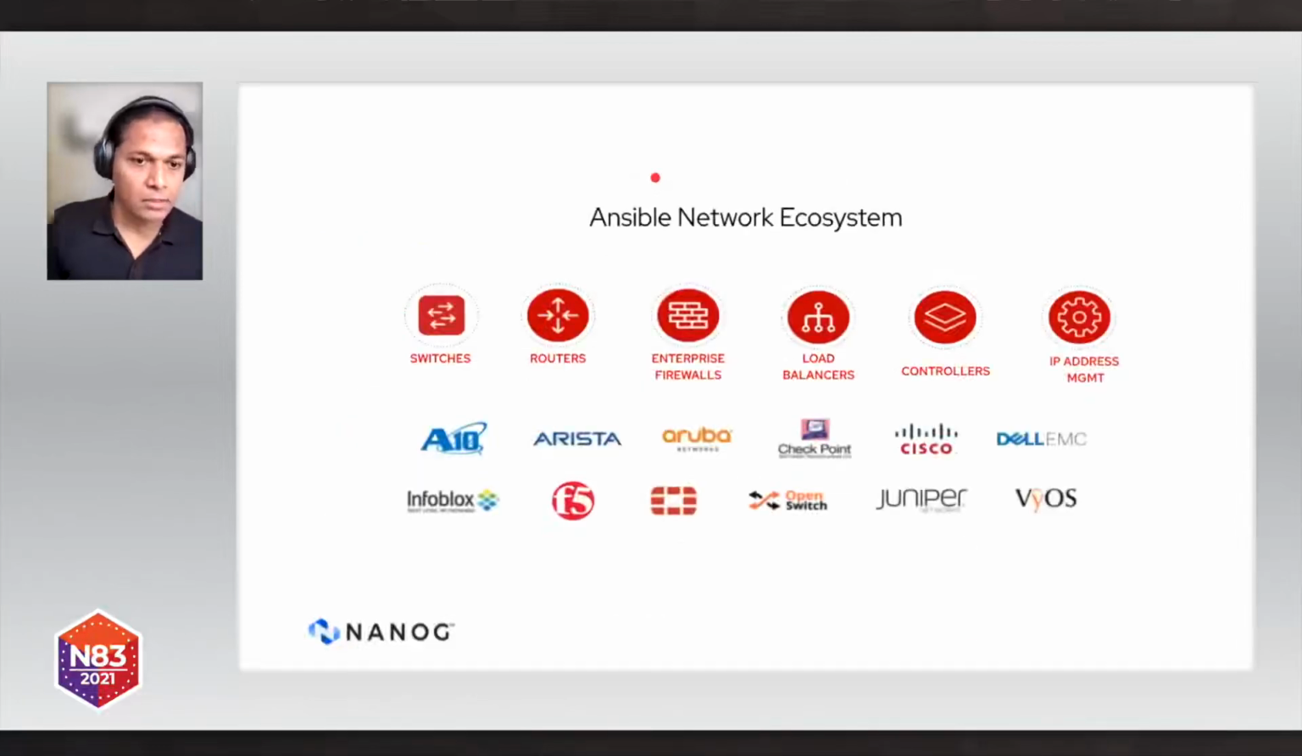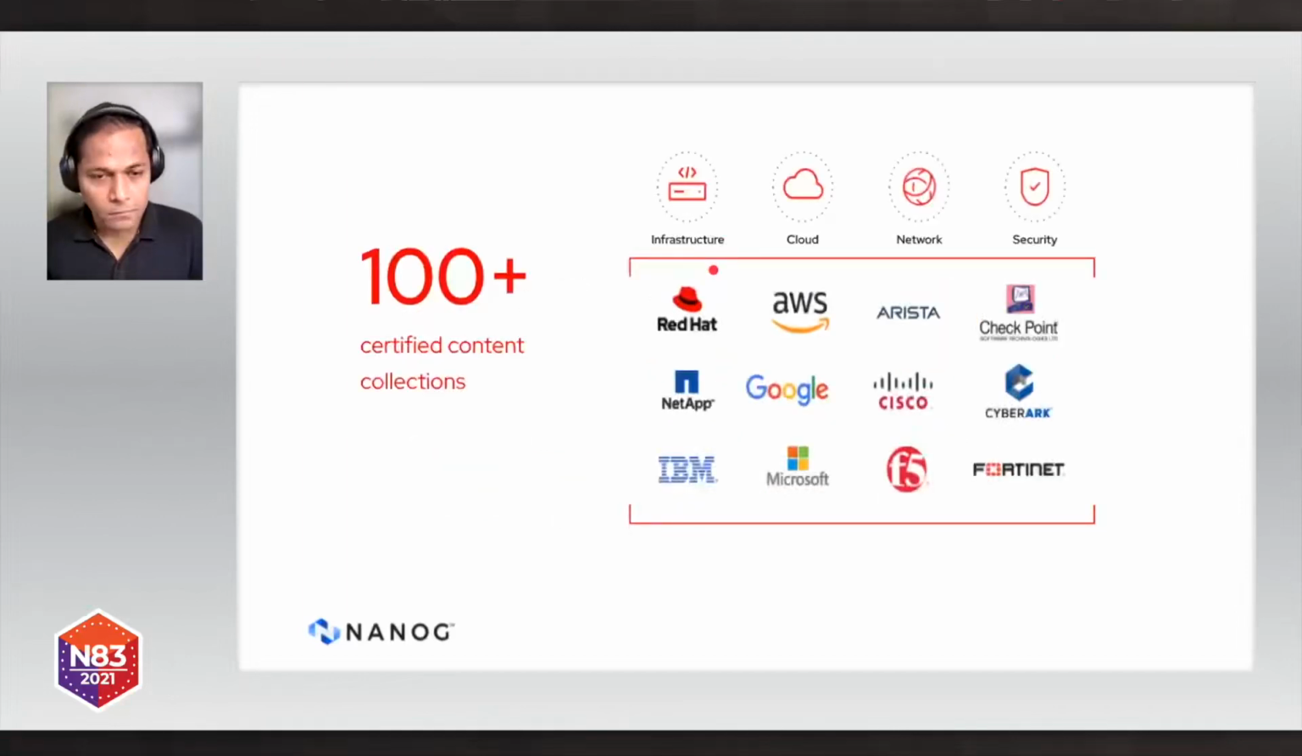In addition to this, there are a whole lot of collections being developed by the community, by vendors, and by the Ansible team, and they are available on Ansible Galaxy. It is open source and can be downloaded from Ansible Galaxy. In addition to network content, there are a whole bunch of collections that can manage your cloud infrastructure, security infrastructure, edge infrastructure, and so on. There are 100 plus certified content collections available out there. So Ansible is not limited to Linux or network. Any endpoint that has an API can basically be managed with Ansible.